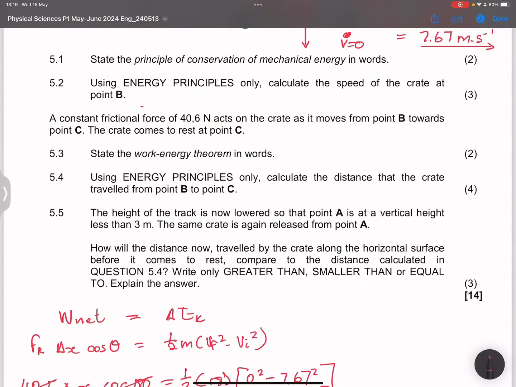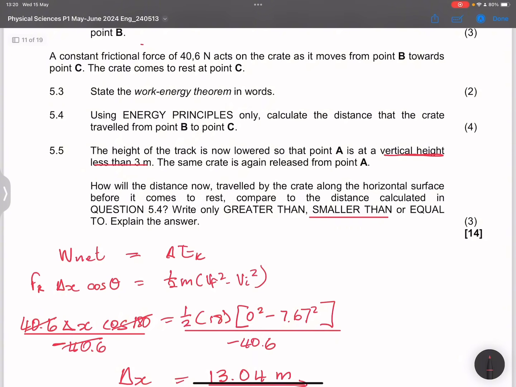Write down greater than, smaller than, equal to, or and they want us to explain the answer. Okay, now, oh, actually I missed the part where they said it's less than 3 meters, right? For some reason my mind was just playing tricks on me. So in this case, definitely that distance should be less, right? I can see that getting smaller.